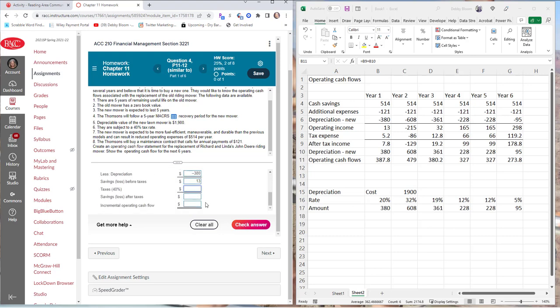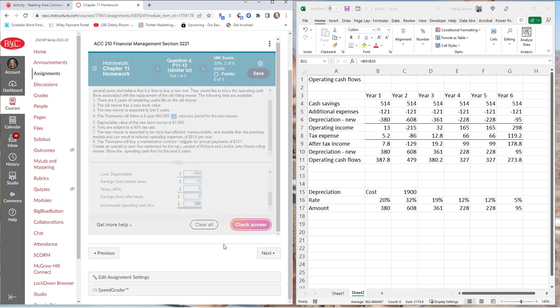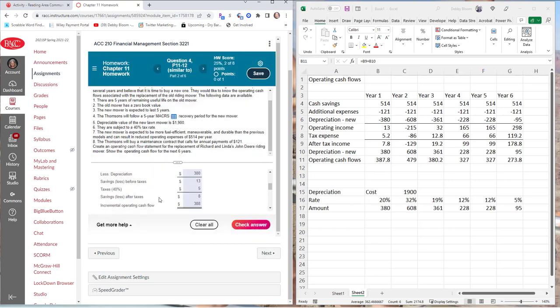So our taxes are just going to be $5. Our after-tax income is $8. So adding back our depreciation of $380, our incremental operating cash flow is $388. Now let's move on to year 2, where it's going to be very similar, just basically a different amount of depreciation. So we have our $514 for year 2.